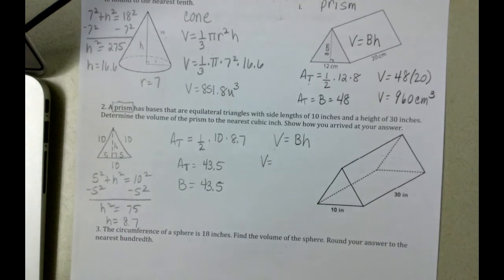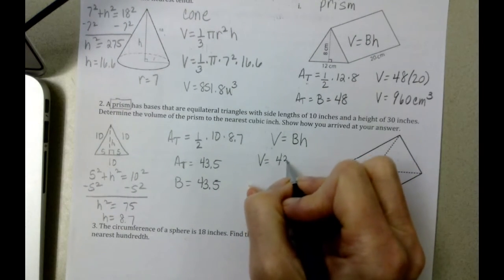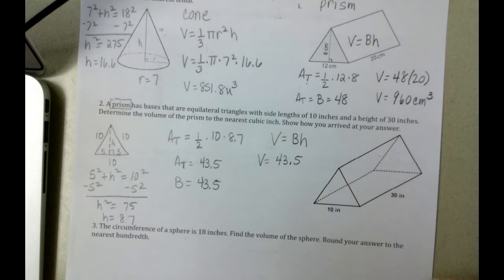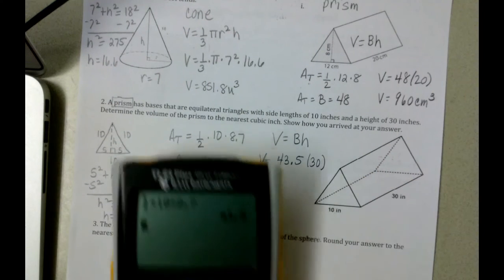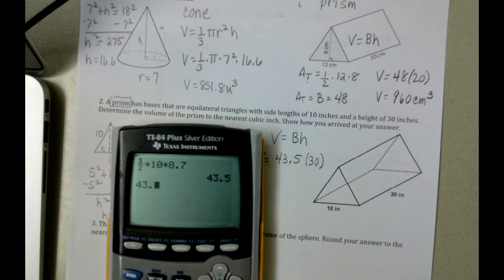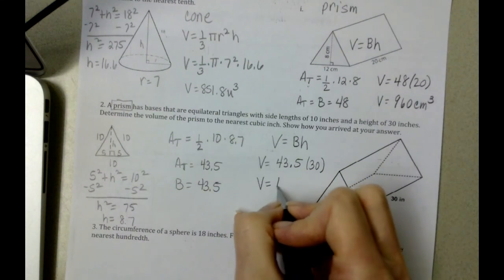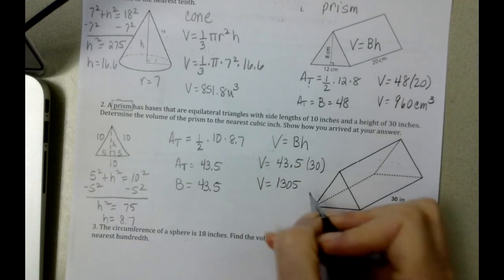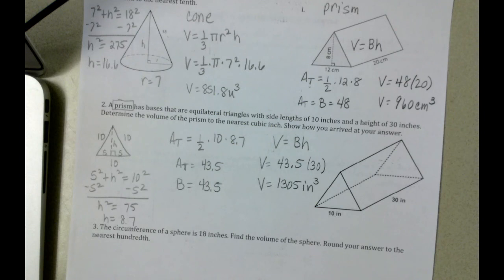Once again, the area of the triangle is the big B. So now we can fill in that value, and we get 43.5 times the height. Well, the height of our prism here is 30. So we're going to take the 43.5 and multiply it by 30. And nice here, we ended up with 1,305 cubic inches. And it says to the nearest cubic inch, so we didn't end up with any decimal place.